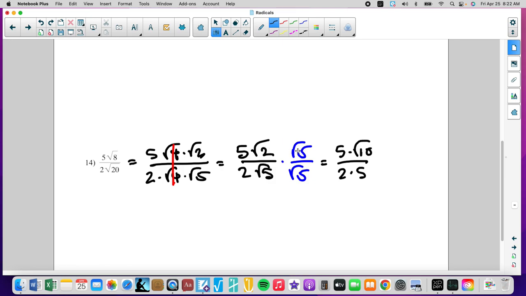I'm going to multiply like radicals. Now, I could make this 5 rad 10 over 10, but I see that I can cancel these. These both are outside, so I can cancel them. I know to cancel before simplifying, and that would be my final answer.